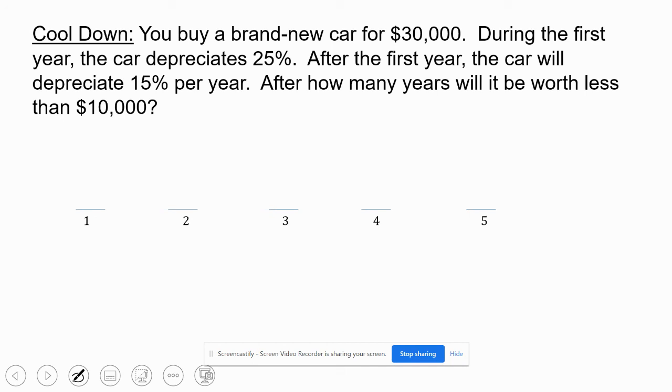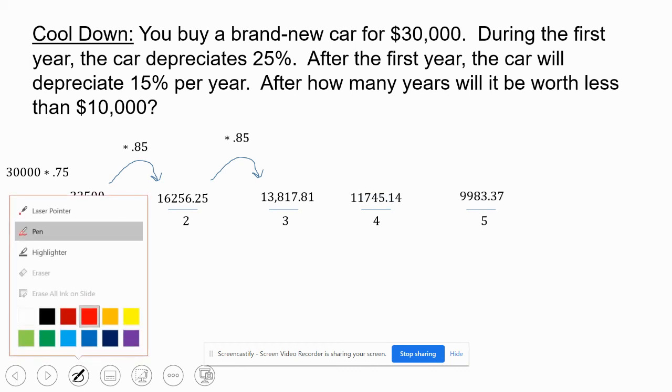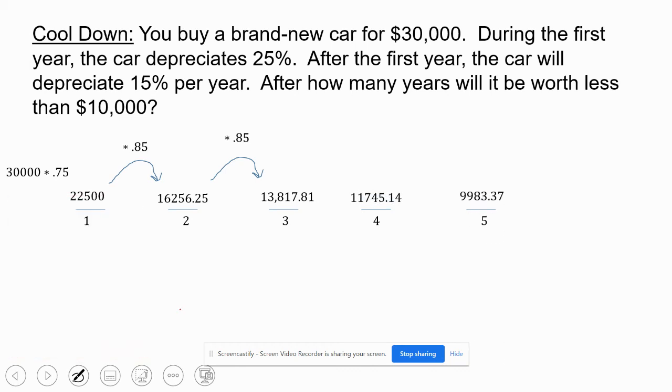There's not a good way to do a formula here. You can if you want, but 30,000, it's 75% of its value. So after 1 year, it's worth 22,500, and then each year after that, you take it times 0.85. So it's not consistent, but you keep multiplying it. See how long it takes us to get to under that. So after 5 years, it's worth less than $10,000.